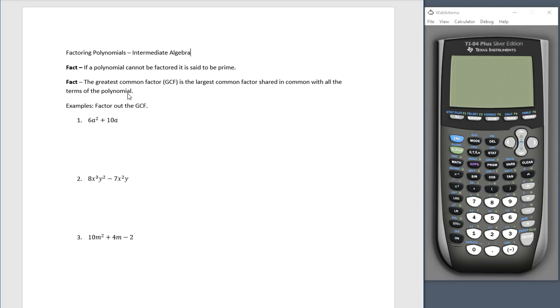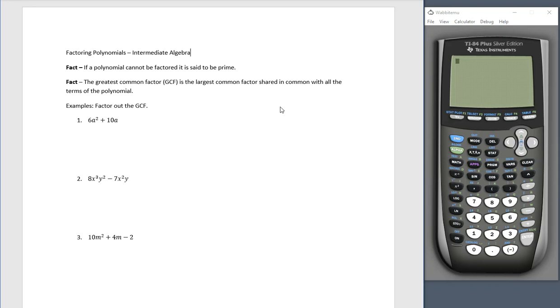And really, 3 of them hinge on this idea of the greatest common factor. Now, the greatest common factor, which will be abbreviated GCF because I'm not writing that out so many times, is the largest common factor shared in common with all the terms of the polynomial. Largest common factor. So let's take a look at, say, 6a squared and 10a.